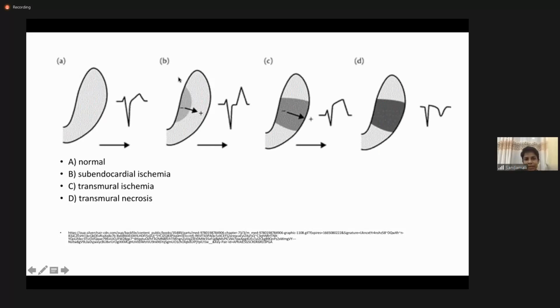This is normal myocardium. During subendocardial ischemia, you get a tall, symmetrical peaked T wave and a prolonged QT interval. With involvement of transmural ischemia, you get the ST elevation, and when it goes into necrosis, you get Q waves and T inversions.